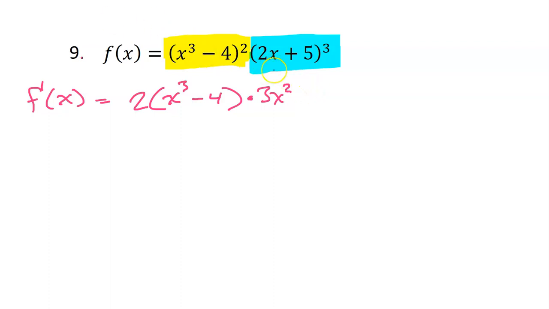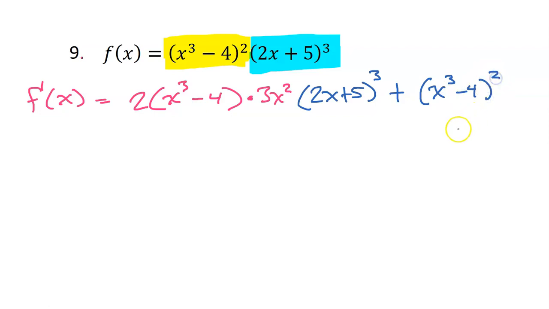The first time through, you leave the blue factor alone. So I'm just going to bring down the 2x plus 5 to the third power unchanged. And then I put a plus. Now I'm going to go through the two factors again. The second time through, you leave the first factor alone. So I'm going to just bring down the x to the third power minus 4 squared.